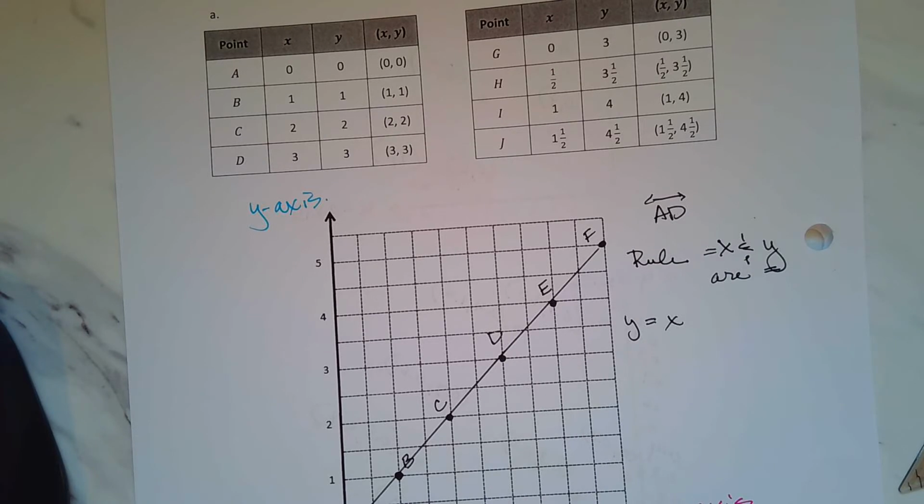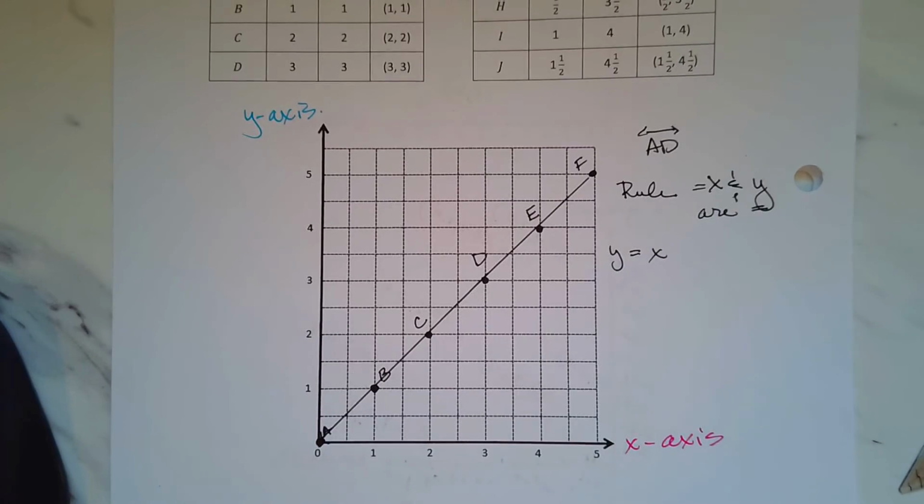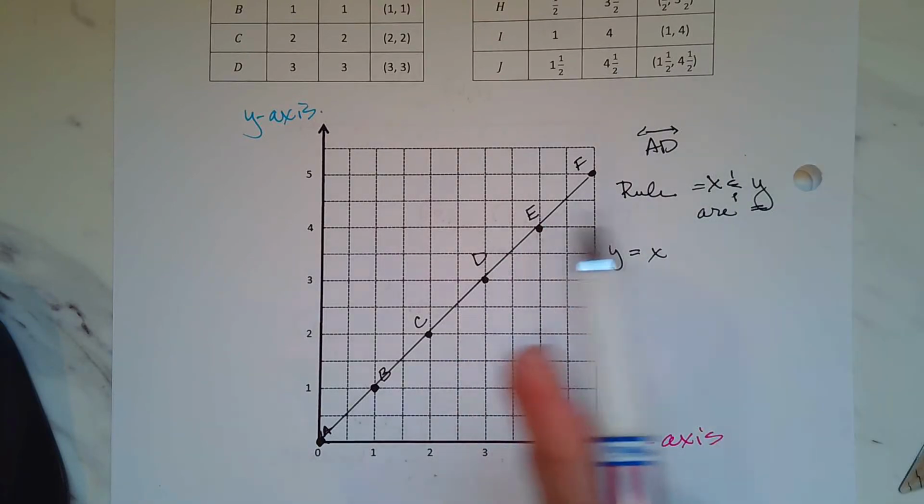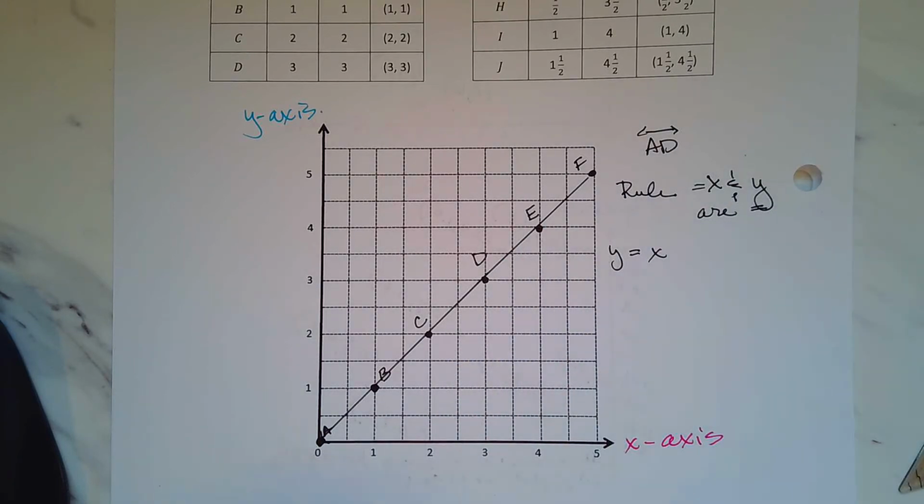Now, will line segment AD contain the point 10, 10? So if I put 10, 10, if this extended, would 10, 10 be on line segment AD? Well, you can't see it on this plane because the numbers stop at 5. However, if it kept going, we could see it. So yes, as long as X and Y coordinates of the point are equal, the point will be on the line.